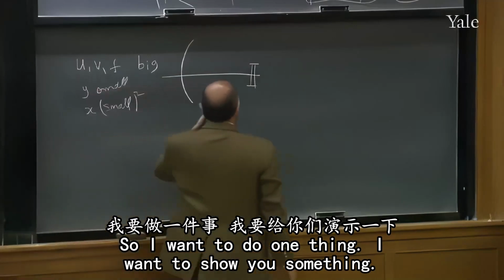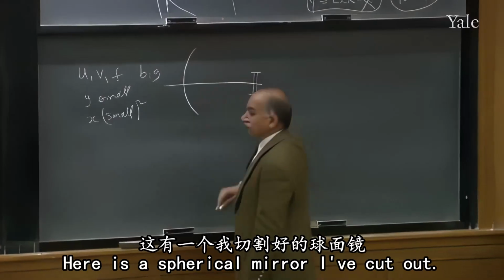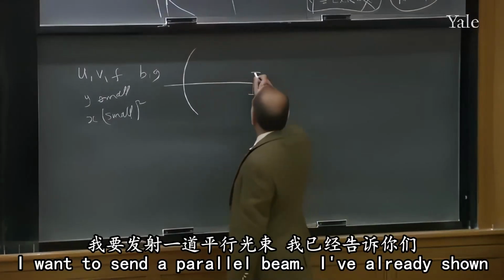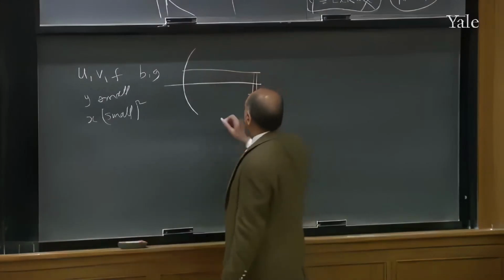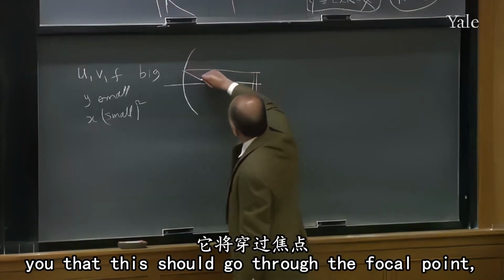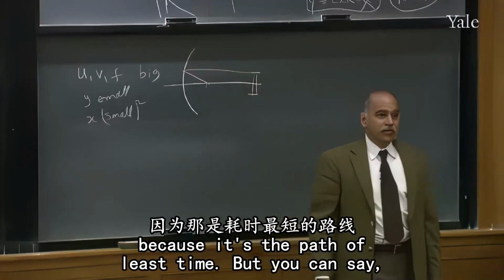So I want to do one thing. I want to show you something. Here's a spherical mirror I've cut out. I want to send a parallel beam. I've already shown you that this should go through the focal point because it's the path of least time.